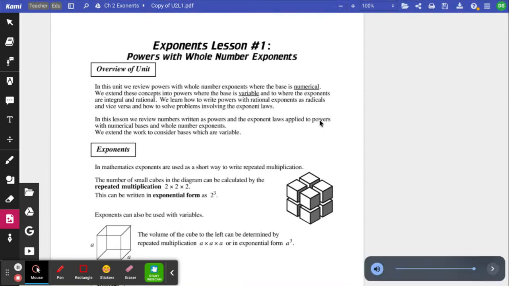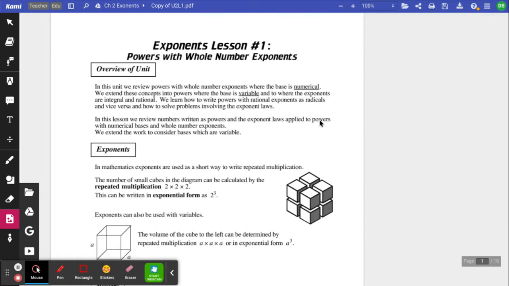All right, chapter 2. It says this. In this unit, we review powers with whole number exponents where the base is numerical. What do I mean numerical? What does that mean? Quick. Hurry up, what's numerical? Nobody knows what numerical is? A number, thank you. Where the whole base is a number.